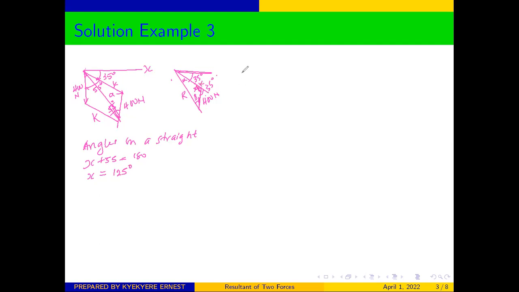So if we can draw it nicely, now we can see that our diagram will look like this. Our x-axis is like that. Our resultant will be here. Now let's take it that our K will also be at this side. And then this side will be our 400 newtons. If you join this to that, that is our resultant.